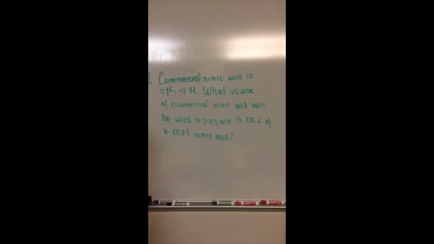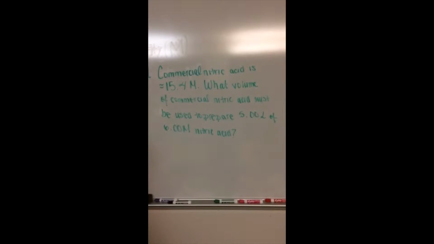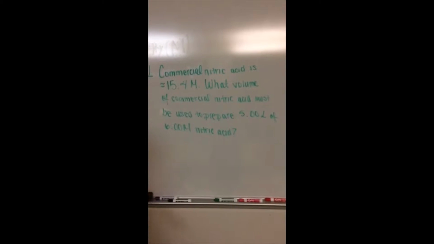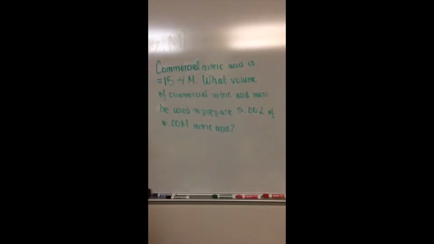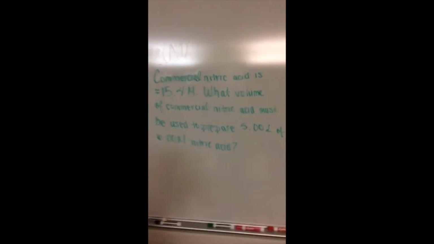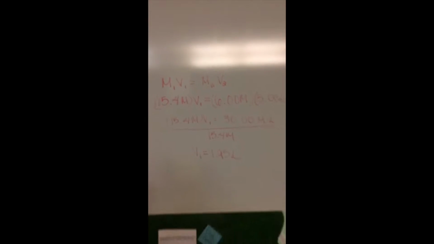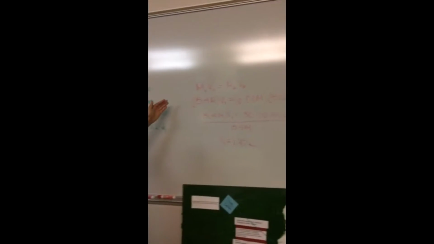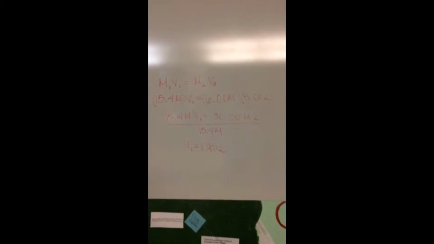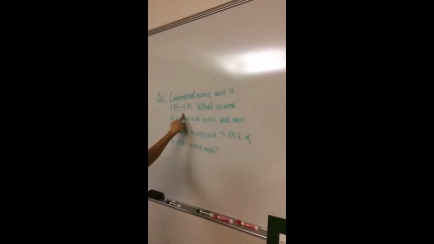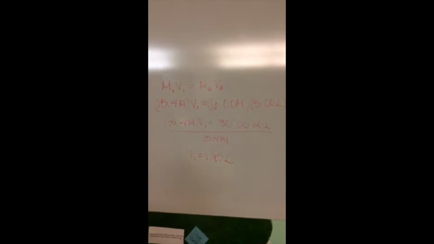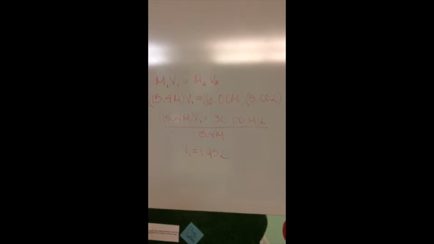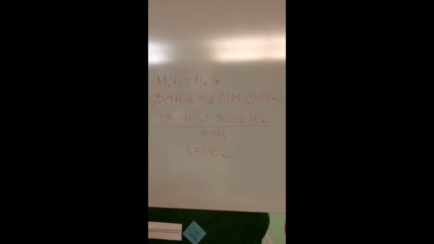Let's read the problem. Commercial nitric acid is about 15.4 molar. What volume of commercial nitric acid must be used to prepare 5.00 liters of 6.00 molar nitric acid? Let's find out. So, as we have seen over here, we are using the same equation. So our M1 is going to be 15.4 molar times V1, which is our variable that we were looking for, and 6.00 molar is going to be our M2, and 5.00 liters is going to be our V2.